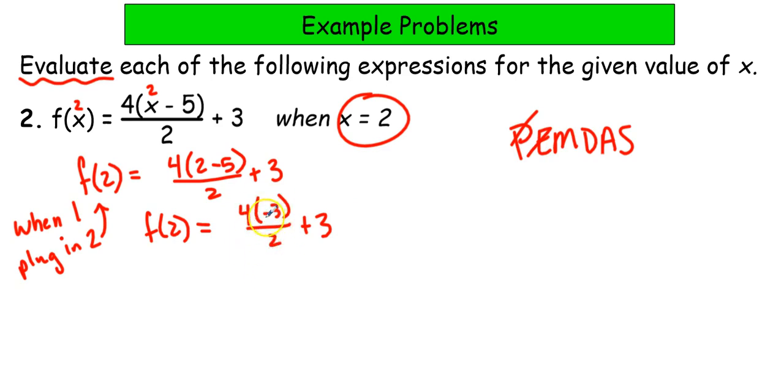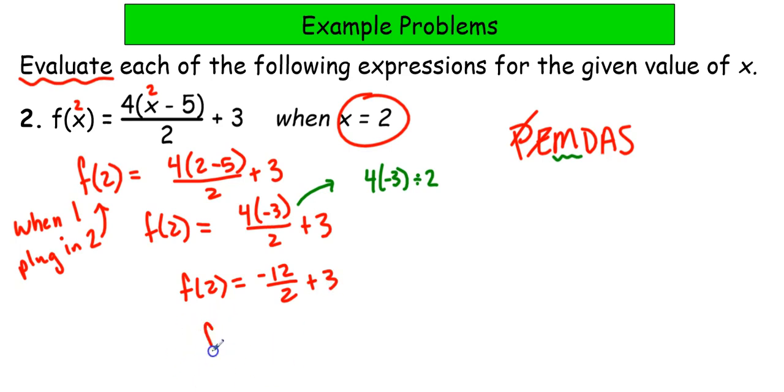All right, so what we're going to do, this basically reads, if you were going to write this in a different way, as 4 times negative 3 divided by 2. Okay? So we're going to take care of the stuff on the left first. So that means that we want to multiply the numerator first. So I know that f of 2 is going to be equal to negative 12. So there's my multiplication over 2 plus 3. And now I take care of the division. And I've got f of 2 equals negative 6. Negative 12 divided by 2 is negative 6, plus 3.